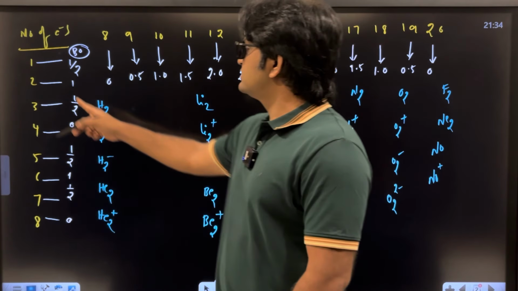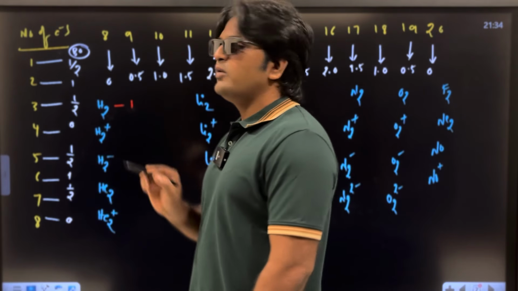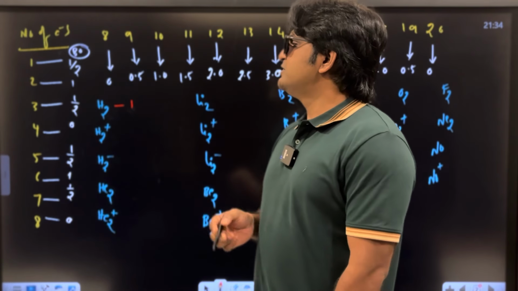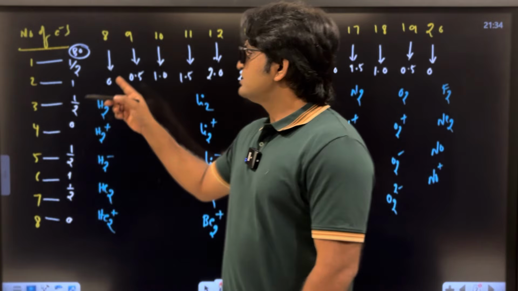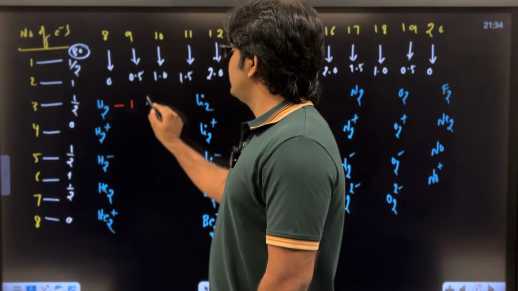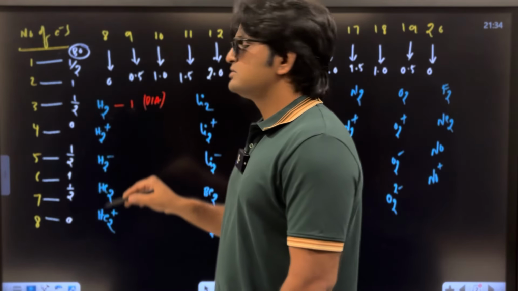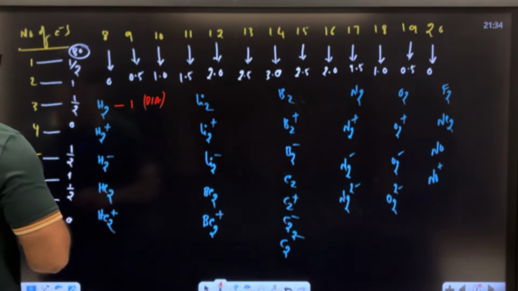H2, how many electrons present? 2 electrons. What is the bond order? 1. Is it a paramagnetic species or diamagnetic species? Once 2 electrons are present, that should be taken as what? Diamagnetic species. Okay. Next one, H2 plus.